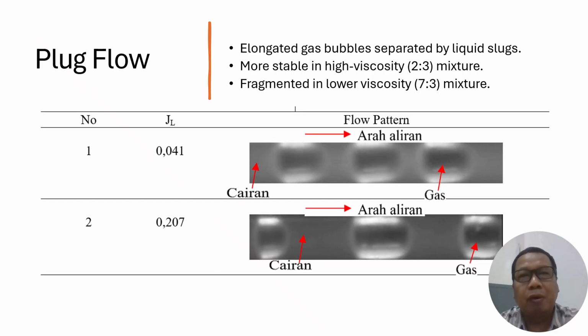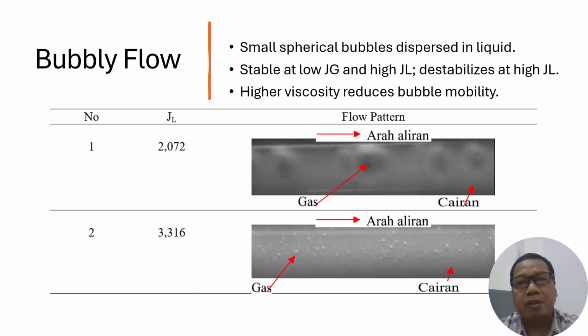In a plug flow, elongated gas bubbles are separated by liquid slugs. This flow was more stable in the high viscosity 2:3 mixture and more fragmented in the lower viscosity 7:3 mixture. Ladies and gentlemen, bubbly flow consists of small spherical gas bubbles dispersed in the liquid phase.